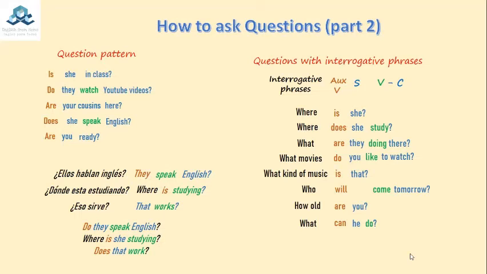Where is she studying? ¿Dónde está estudiando? ¿O dónde está estudiando ella? But we need the subject. Necesitamos el sujeto. Aun cuando en español podemos tener sujeto tácito, in English, that's not allowed. En inglés, eso no está permitido. Eso sirve. Does that work? The auxiliary does because we're talking about that. El auxiliar does porque hablamos de eso.